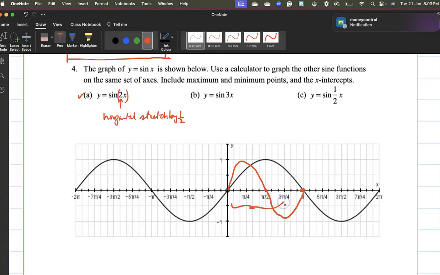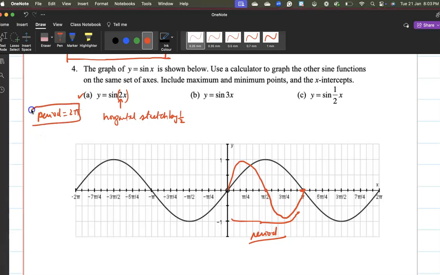So basically your period has become shorter. The period of this has become pi. The original period is 2 pi. It's now half, so it's pi. Okay, that makes sense.